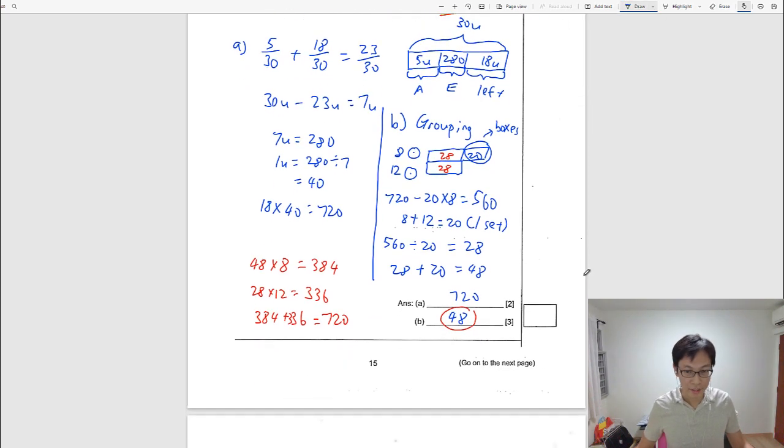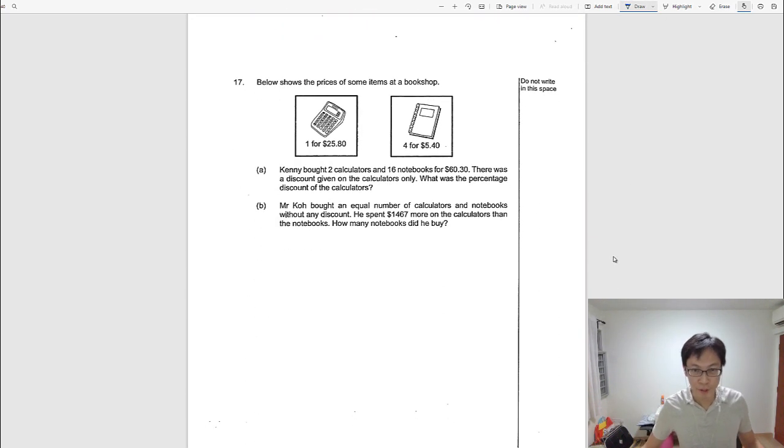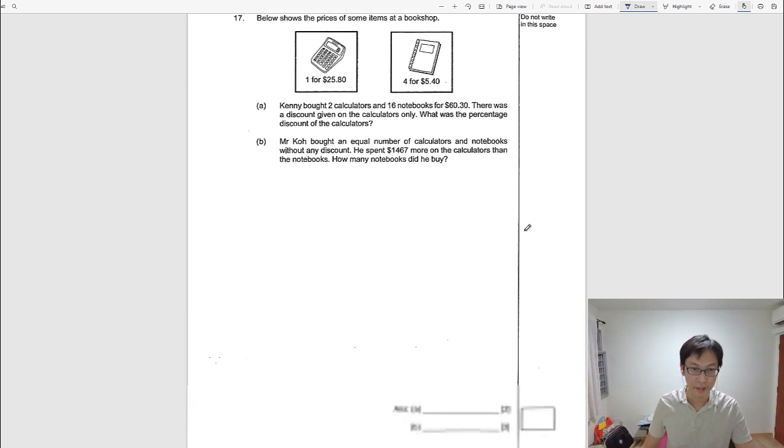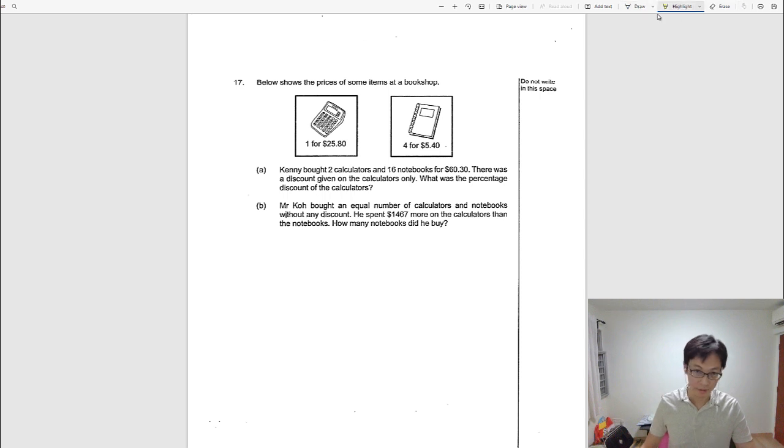Alright, let's go through one last question. I hope that after going through this question, you have a clear idea on how to apply which type of method. So in question 17, the below shows the prices of some items in the bookstore. One calculator is $25.80, while 4 notebooks is $5.40. And for part A, Kenny bought 2 calculators and 16 notebooks for $60.30. There was a discount given on the calculators only. What was the percentage discount of the calculators?